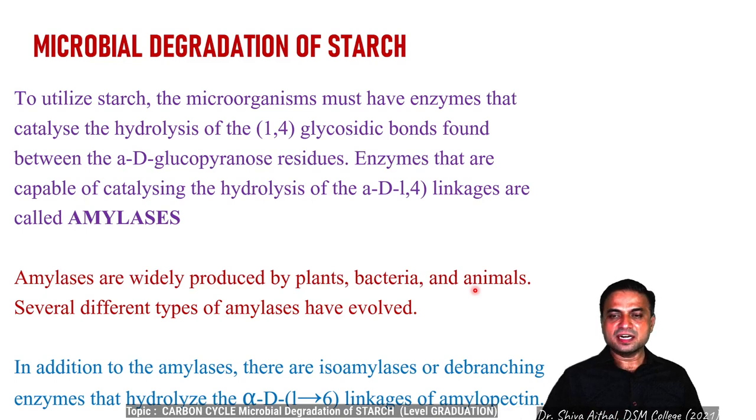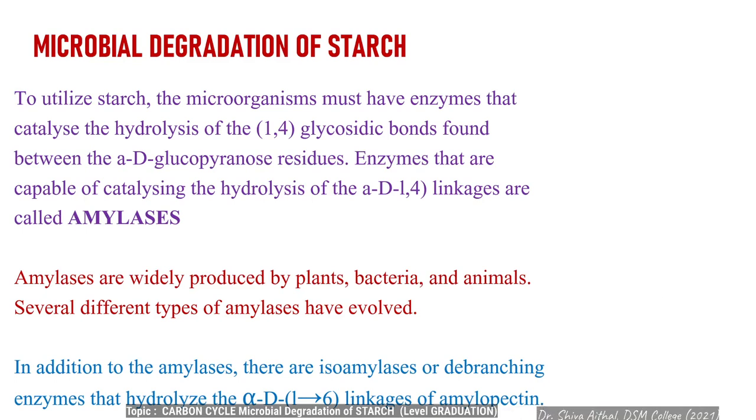For the microbial degradation of starch, to utilize the starch, microorganisms must have enzymes which catalyze the hydrolysis of alpha 1,4 glycosidic bonds which are formed between the D-glucopyranose residues. Enzymes which are capable of catalyzing the hydrolysis of alpha-D-1,4 linkage are called amylases. As I have been saying, they are widely distributed throughout nature.